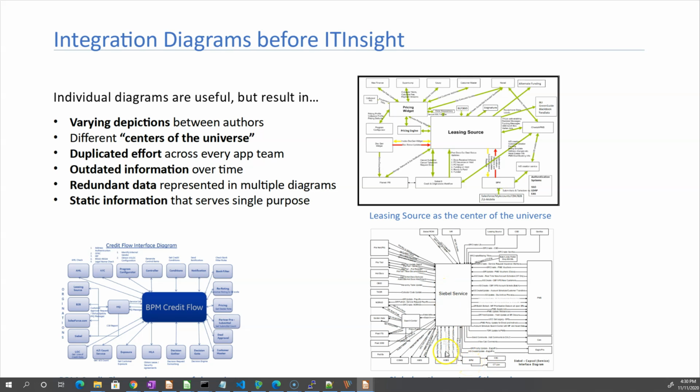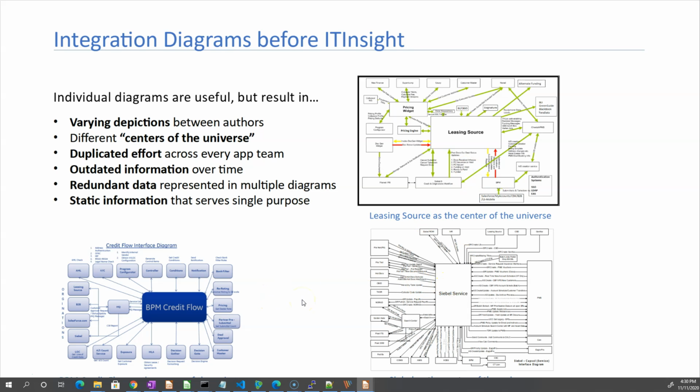So if you look at these diagrams, you'll notice that they're varying depictions, and they look different between each author. They each have a different style. They each have their own centers of the universe based upon who the app owner is and what they own. There's duplicated effort, because each team had to go about creating these diagrams. There's effort that goes into that.